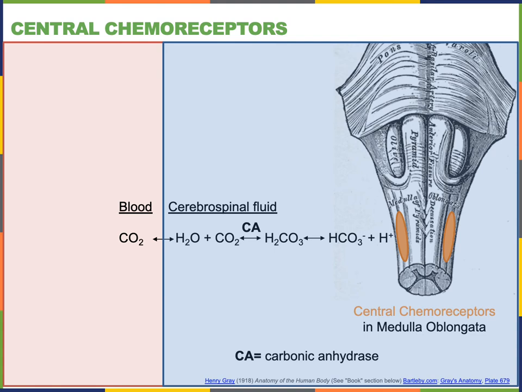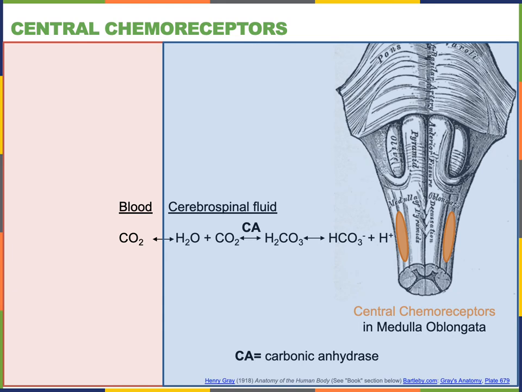This decrease in pH is detected by the central chemoreceptors, leading to an increased respiratory drive, stimulating an increase in respiratory rate and/or tidal volume, increasing the pulmonary ventilation rate, increasing the rate at which carbon dioxide is removed from the blood in order to restore the homeostatic set point of the cerebrospinal fluid pH.